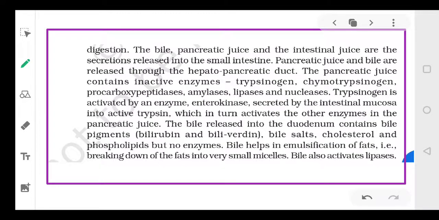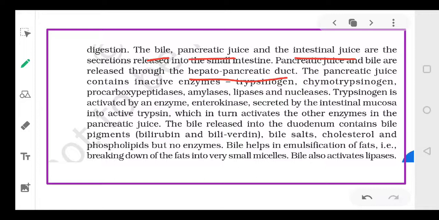Next come your bile, your pancreatic juice, and the intestinal juice. Bile is produced by the liver, pancreatic juice is produced by the pancreas, and the intestine produces a juice which is called intestinal juice, also called succus entericus. The bile and the pancreatic juice are passed into the duodenum with the help of the hepatopancreatic duct.